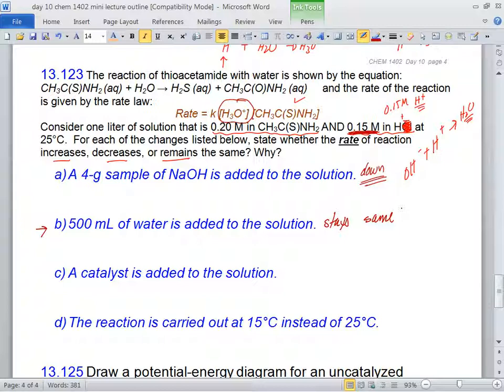I would, until I realized something. By adding water, you're changing molarity. Molarity is right now 0.15 molar and 0.2 molar. Is that molarity going up or going down by adding water? It's going down. Well, if it's going down, the rate's going to go down. So that's the trick to doing it.